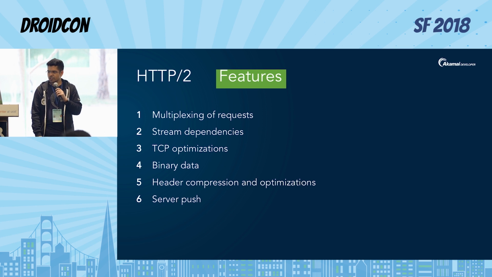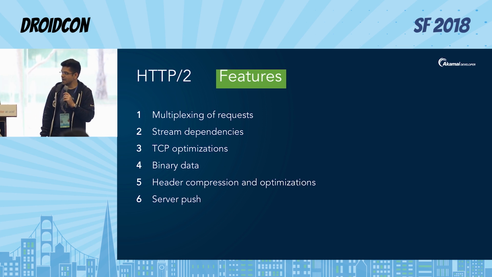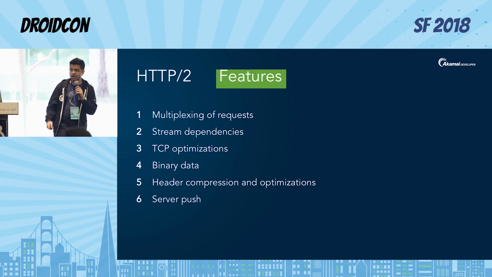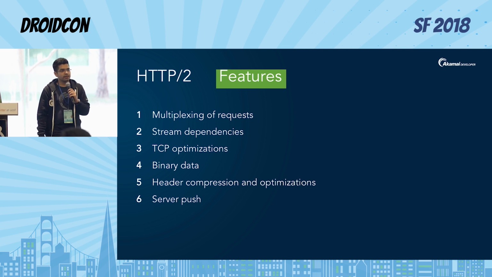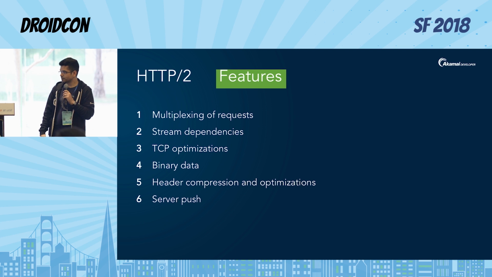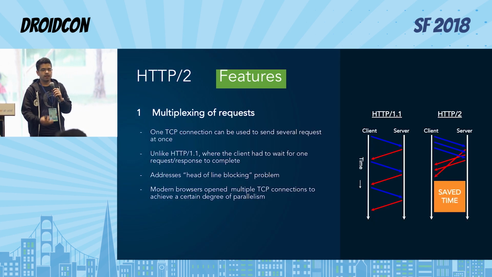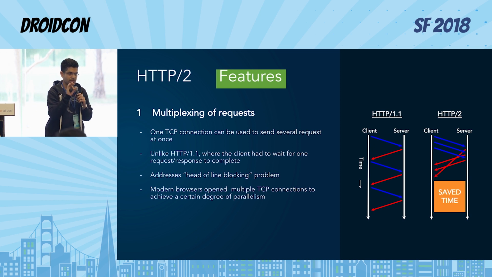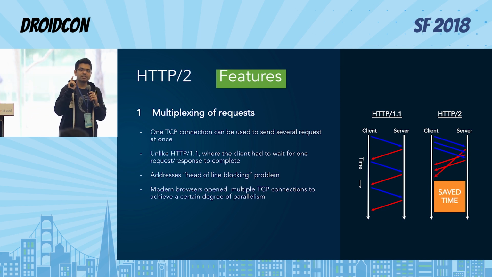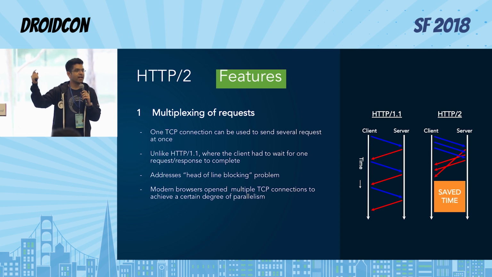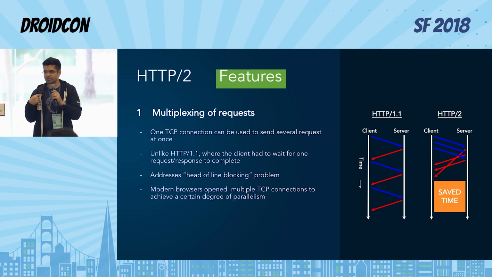Talking about a few features: multiplexing of requests, stream dependencies, TCP optimizations. These are a few of the biggest features that we'll be talking about one by one. Let's talk about multiplexing of requests. And we just talked about requiring multiple TCP connections for multiple different requests. HTTP2 uses one single TCP connection to fire off multiple different requests and starts receiving their responses.